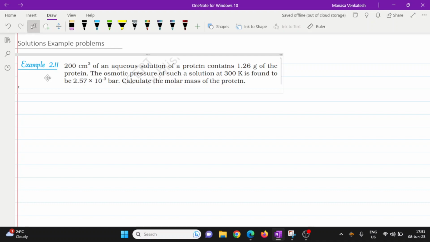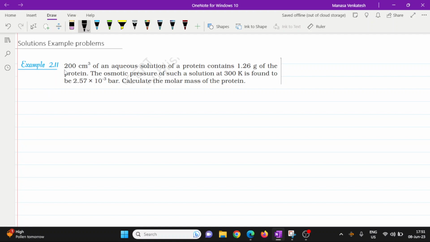This is the last example problem related to the chapter solutions. Certainly it's not the last video. We're talking about example 2.11, which is related to the osmotic pressure being one of the colligative properties and the calculation of the molar mass of the solute using the osmotic pressure.